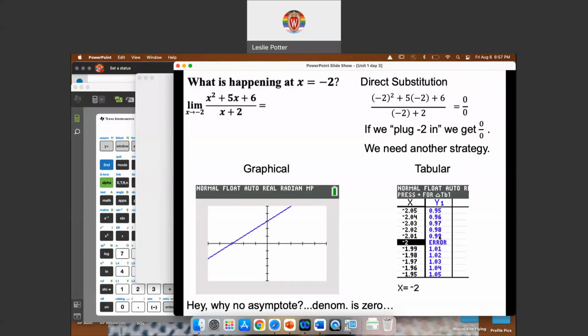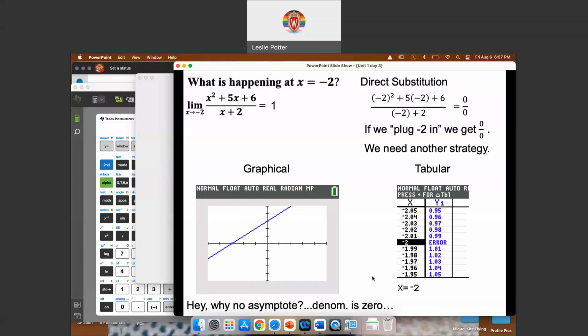This is approaching 1 from the smaller values, and this is approaching 1 from the bigger values. And so since we're approaching 1 from both sides, that's the limit. Okay? So how do we approach this with a manipulation technique? How do we, in other words, this is approaching it graphically, this is approaching it tabularly. Okay, how do we approach this analytically?